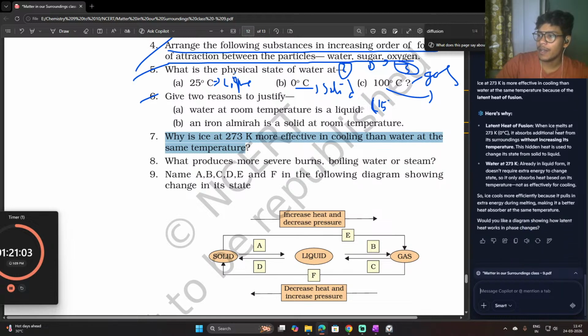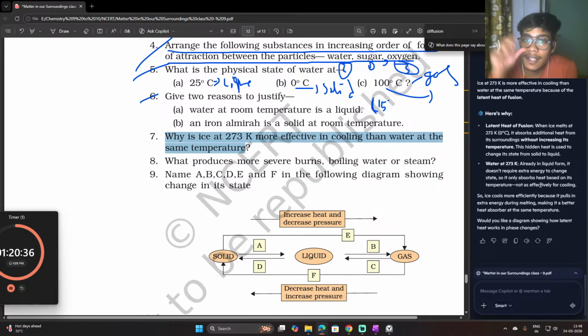Here's why. When ice melts at 273 K, 0 degrees C, it absorbs additional heat from its surroundings without increasing its temperature. This hidden heat is used to change its state from solid to liquid. Water is already in liquid form, so it doesn't require extra energy to change state; it only absorbs heat based on its temperature, which is not as effective for cooling. Okay, that's why. So guys, do you understand why?